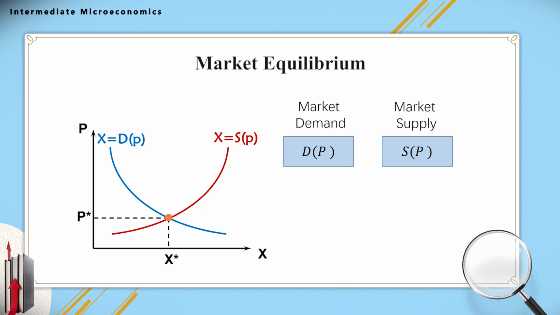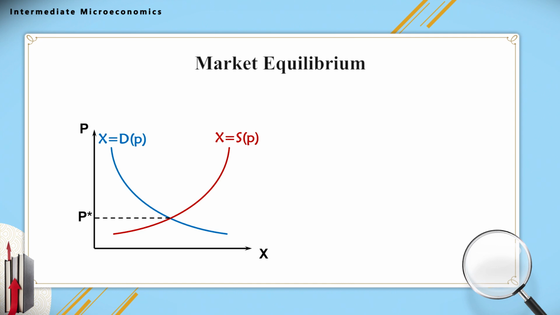At the intersection, the quantity demanded equals the quantity supplied at the same price level. That's to say, all the sellers who want to sell at P star can sell out the commodities, and all the buyers who want to buy at P star can get the commodities. None of them have incentive to change the price. So we define a market is in equilibrium when total quantity demanded by buyers equals total quantity supplied by sellers.